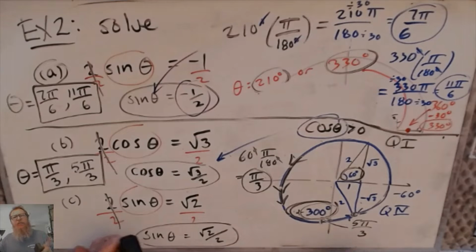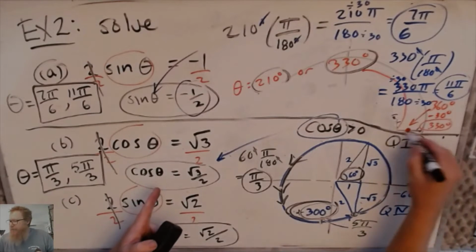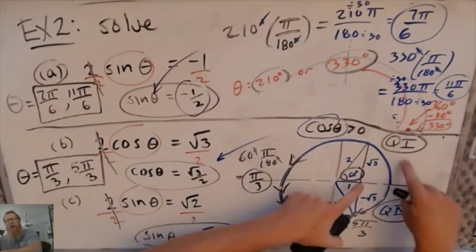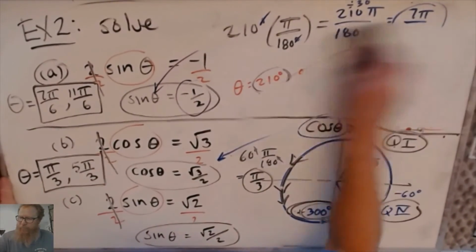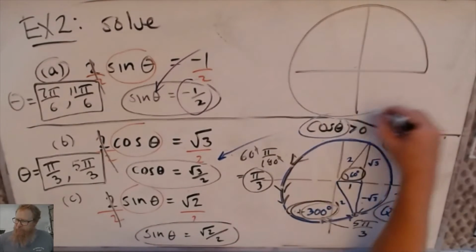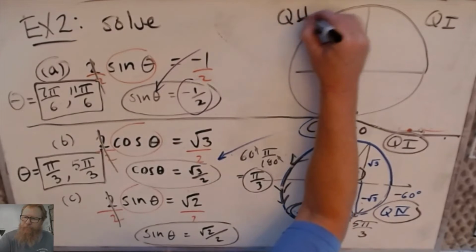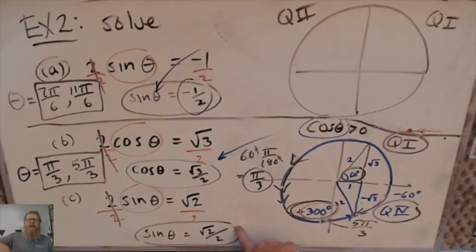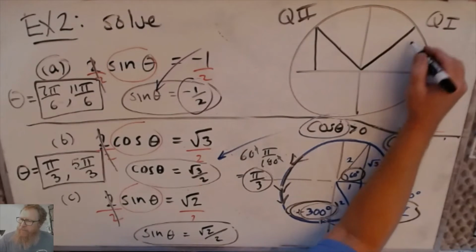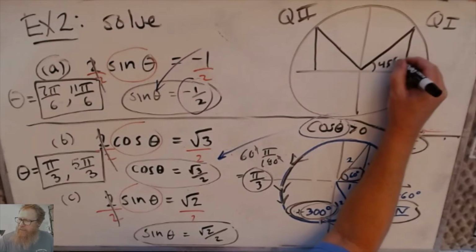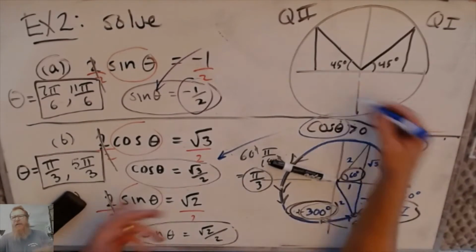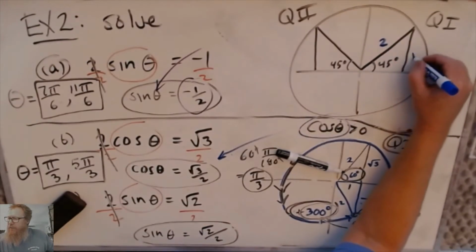So clarification from the beginning, cosine is positive in quadrants 1 and 4. Sine is positive in quadrants 1 and 2. So let's go ahead and go back to quadrants 1 and 2. For this last one, sine is root 2 over 2. Those are 45-degree triangles in quadrants 1 and 2. And again, you could do a true unit circle, or you could do the much simpler version.